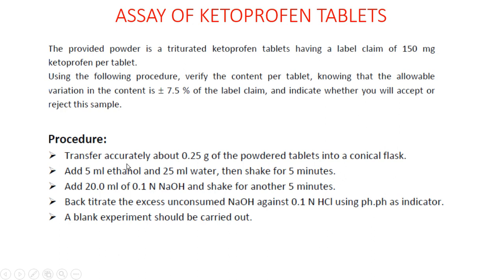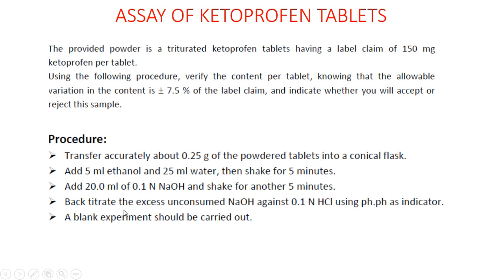Procedure: transfer accurately about 0.25 gram of the powdered tablets into a conical flask. Add 5 ml ethanol and 25 ml water, then shake for 5 minutes. Add 20 ml of 0.1 normal sodium hydroxide, which is the excess sodium hydroxide, and shake for another 5 minutes.